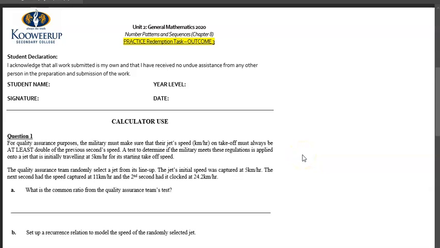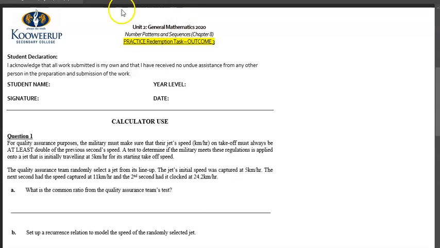This video will be dedicated to the practice redemption task outcome 3 for the number patterns and sequences topic found in chapter 8. There is just one question, but it's split up into 4 parts. There is a lot of context involved, but as long as we can dissect the question and use the relevant maths accordingly, we should be fine. Let's go ahead and look at the first question.